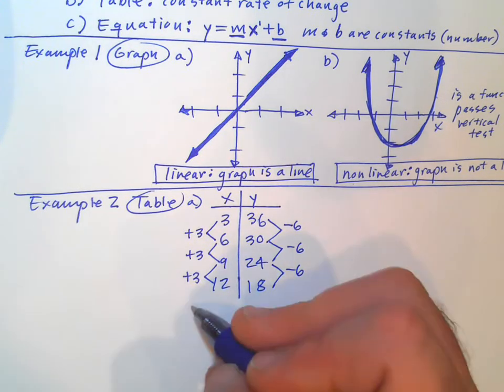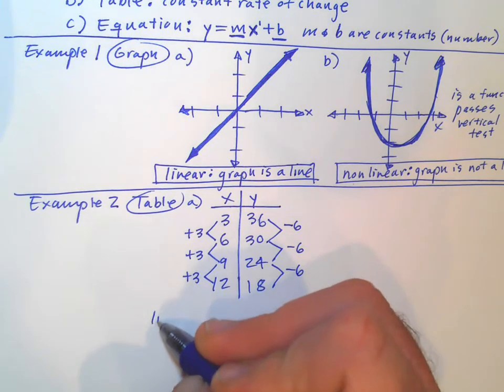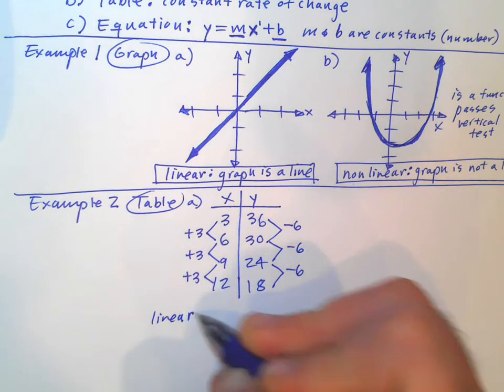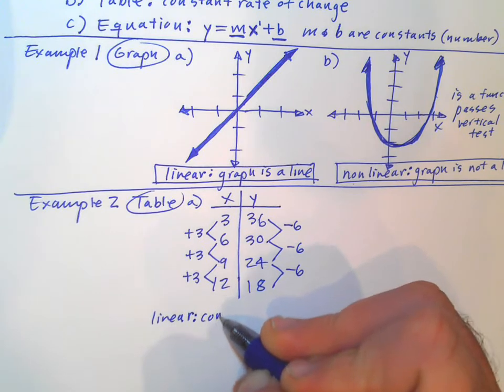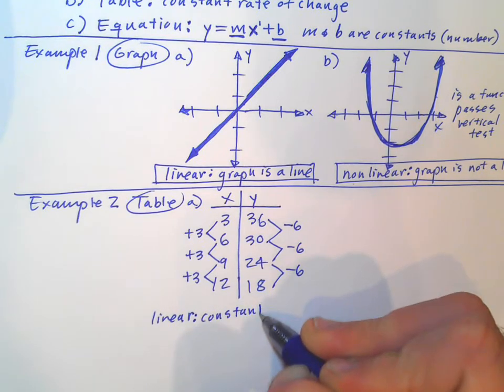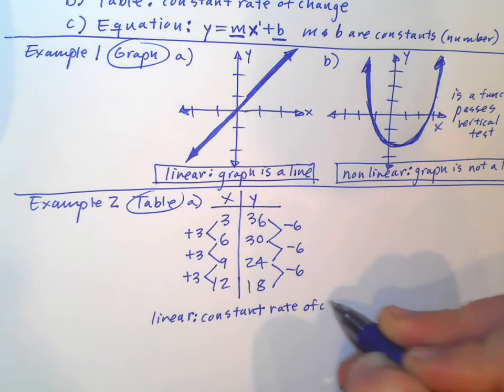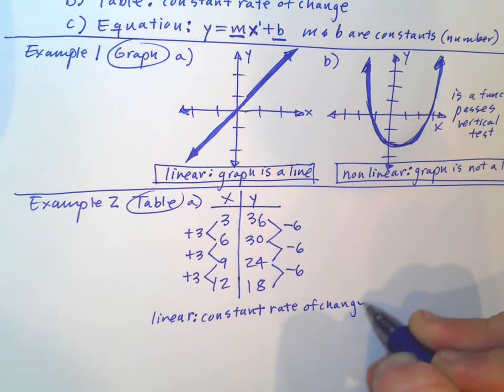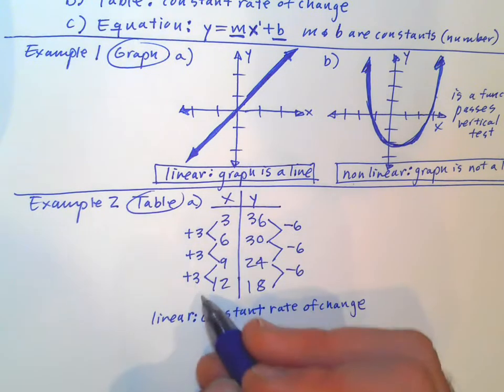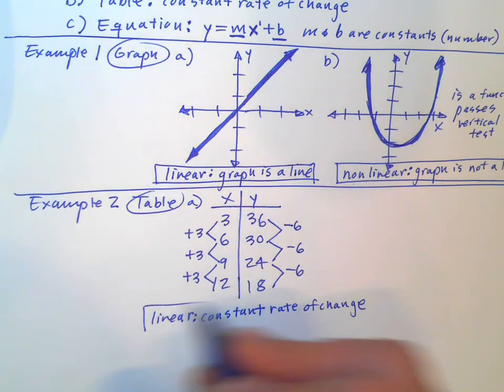So this one is linear. And the reason is it has a constant rate of change. Constant means always the same. Rate of change is how much something is changing. Constant means it stays the same. So these all stay the same and these all stay the same.